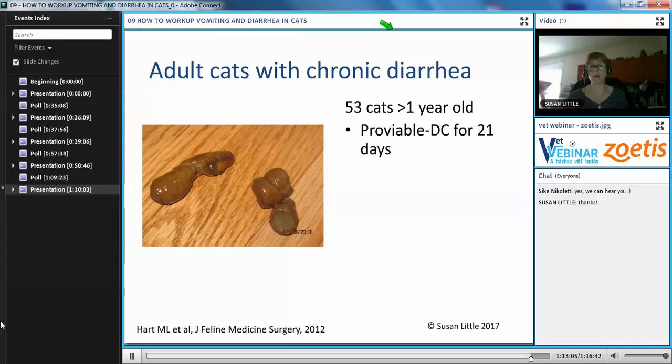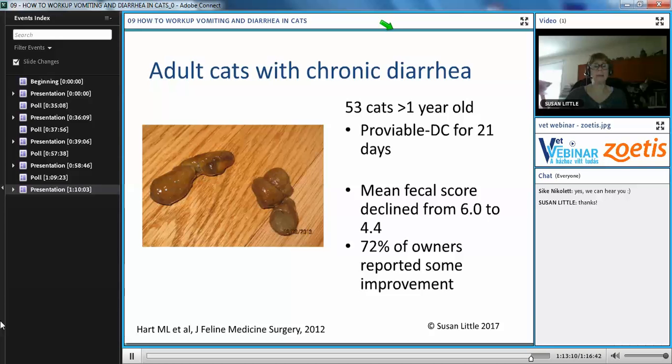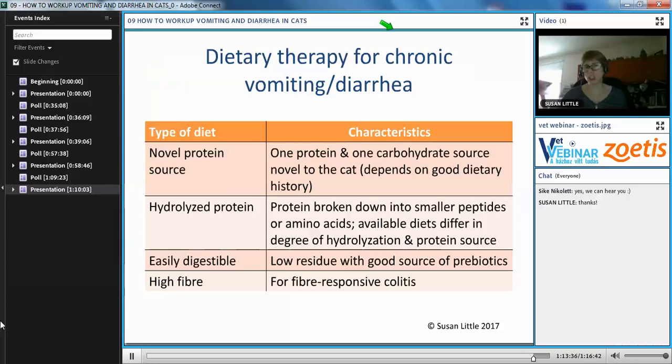And they were on ProViable, which is a Nutramax product, for 21 days, and they had the owners assess the response. On that fecal score chart that I showed you earlier, the fecal score improved. So the average score was 6 at the start of the study, and it didn't go to normal, but it improved, and at least 3/4 of the owners saw some benefit. So it's not the most robust study that's in the literature, but at least it did give us some evidence. So I think there is a place for probiotics, but I just caution you to use a reputable product.